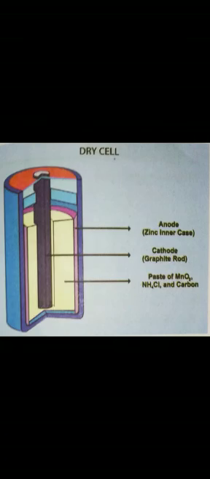That yellow colored part is a paste of MnO2. What is that paste? Zinc chloride and ammonium chloride. Then the center part is the graphite rod, that is the cathode. Then the pink color is the anode, that is the zinc inner case. So this is the dry cell.